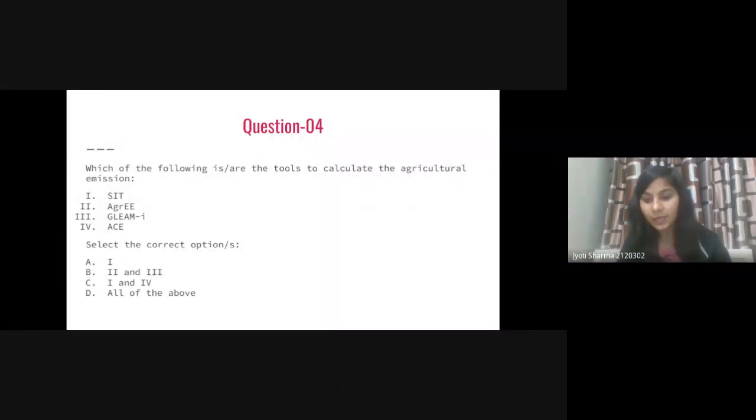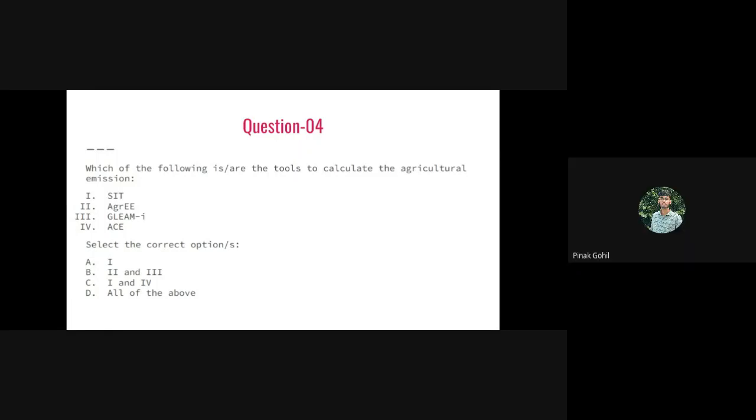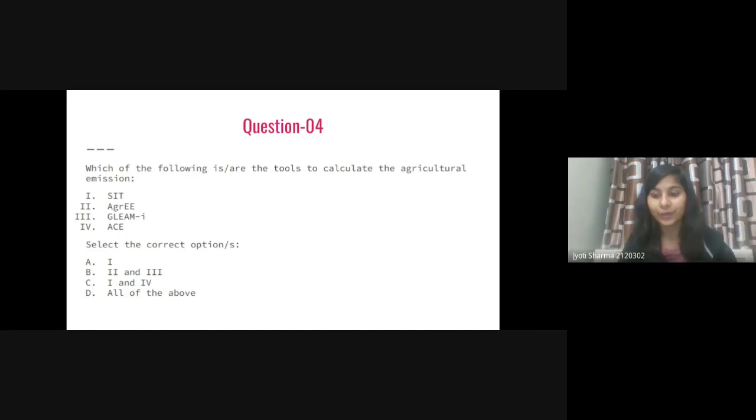Nishant gave me the answer D. Ma'am, D will be the answer because SIT means the State Inventory Tool, and GLEAM-i is related to livestock, so it is also related to agriculture emission. And ACE is related to greenhouse gas. Okay, so the answer should be D. Exactly, Nishant gave me the right answer.